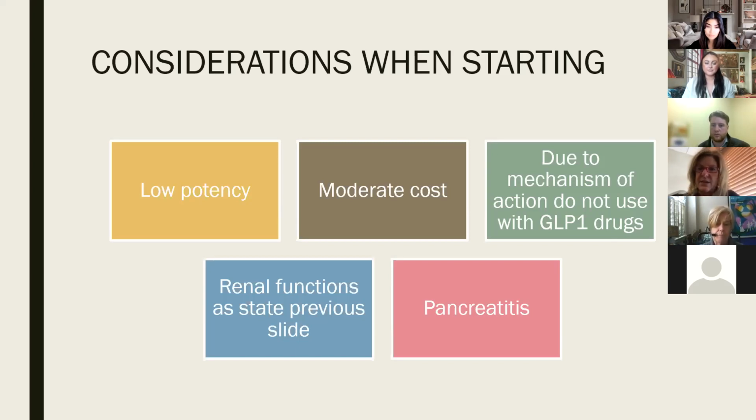Renal function, as I said on the previous one, there's two of them that you'd have to use lower doses if they had lower GFRs and creatinines. And as with most pancreatic medications, most diabetic medications, you have to worry about risk of pancreatitis. Next slide.